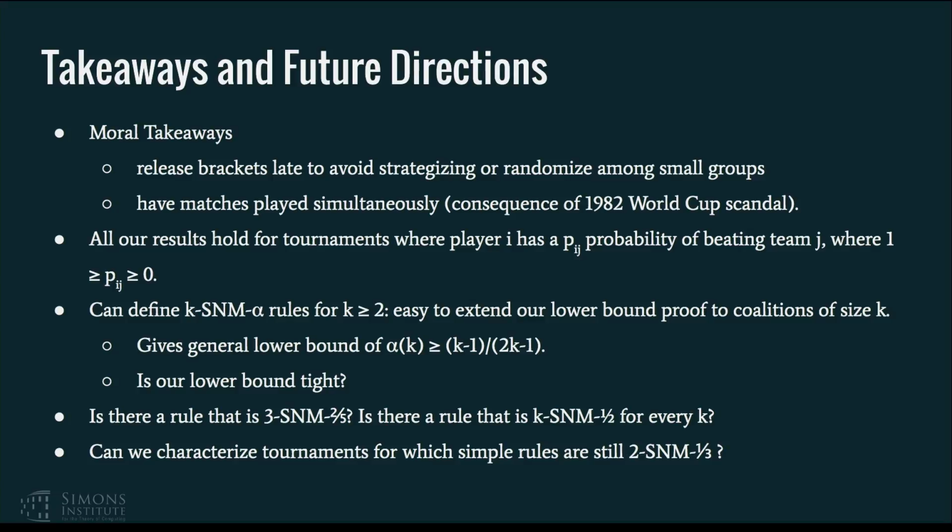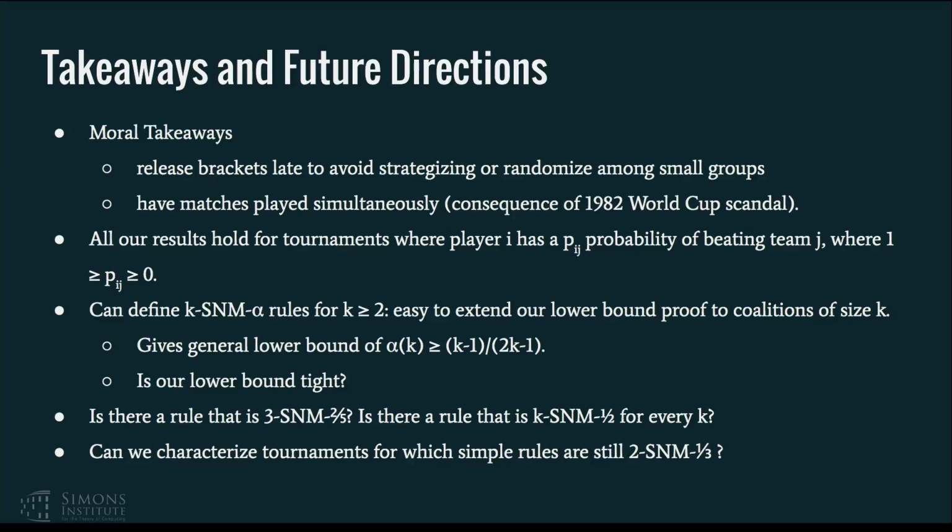Also, all of our results hold for the case where, instead of having 0-1 or directed edges, you have probabilities. Team I beats Team J with a certain probability, which makes the model more realistic. It turns out that the 0-1 case is actually the hardest.